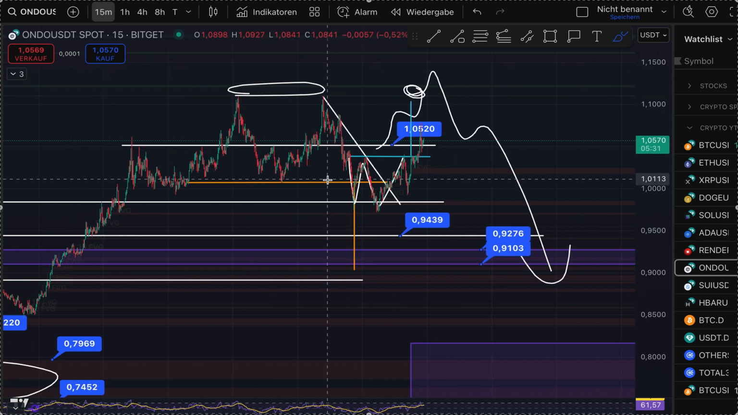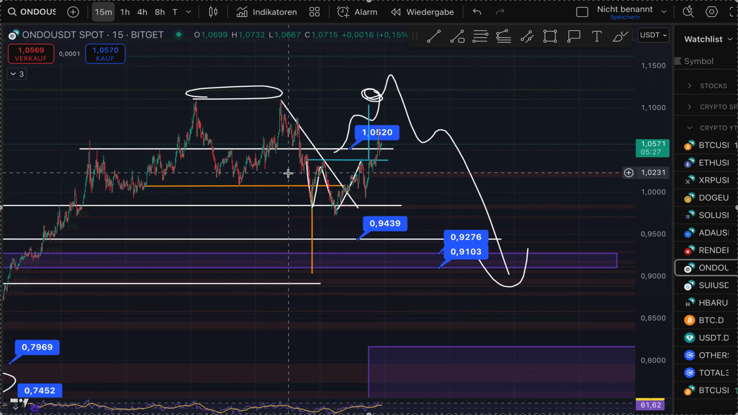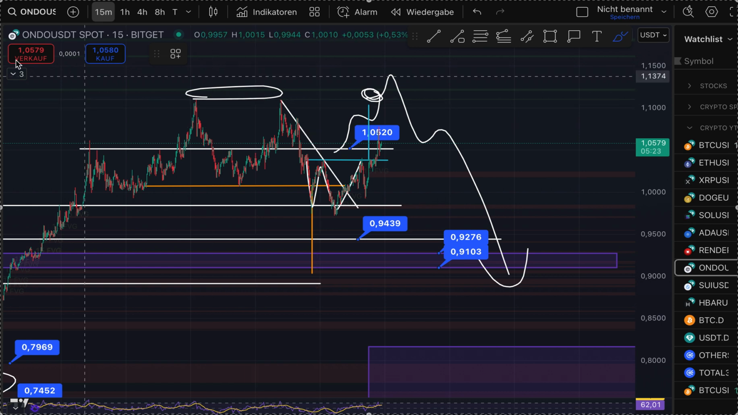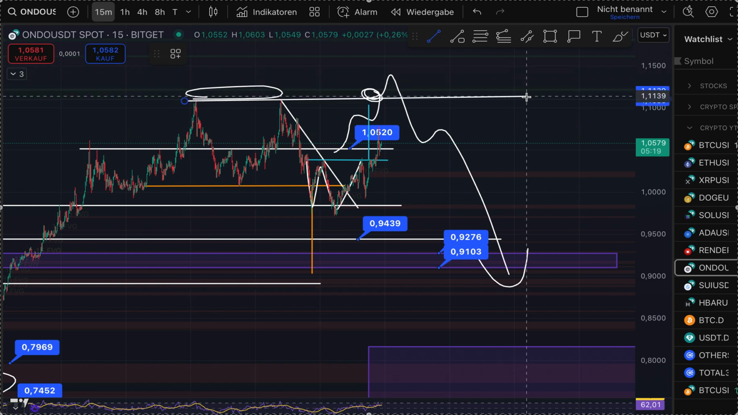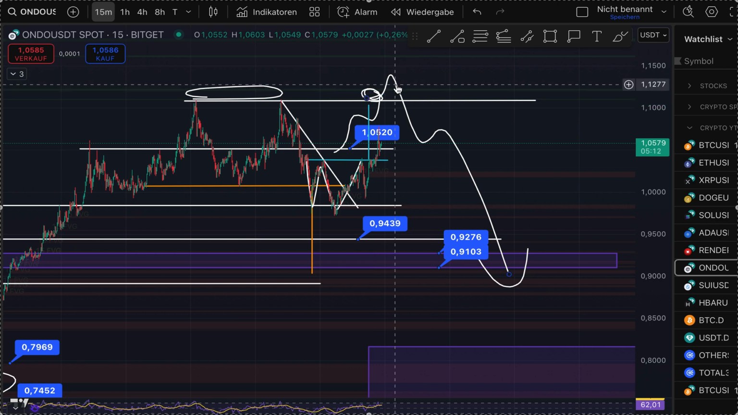If we get there, then I would say it is not bullish. It looks even more bearish. Yeah, we really have to break it to the upside, get a retest, and get afterwards a follow through. Then I would say ONDO has much more space to the upside. Yeah, let me take this one out first.